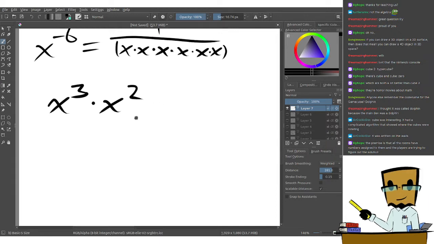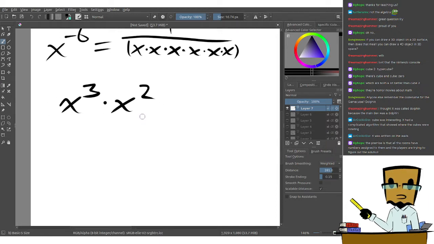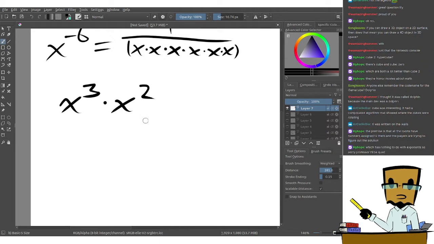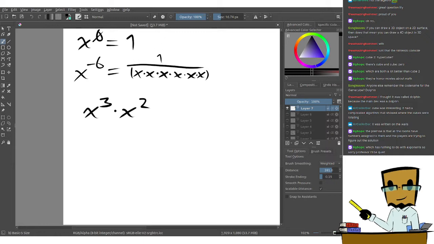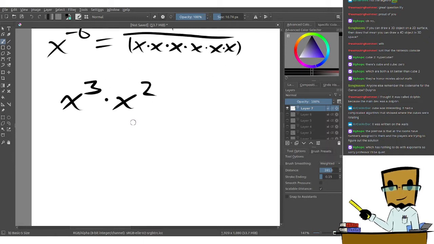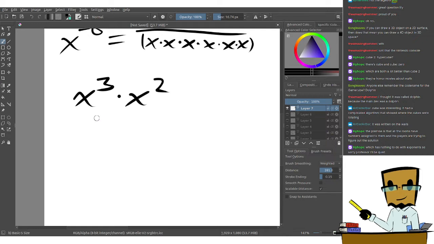equals... oh, wait, no. Premise, all the rooms have numbers assigned to them and the players are trying to figure out the solution. Nothing to do with exponents? Fair enough. Yeah, anything interesting is interesting.